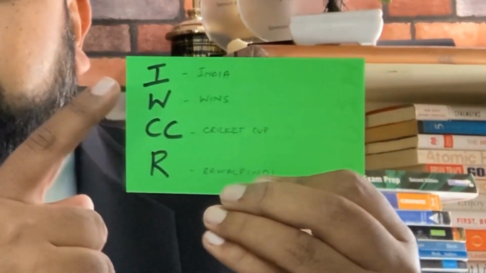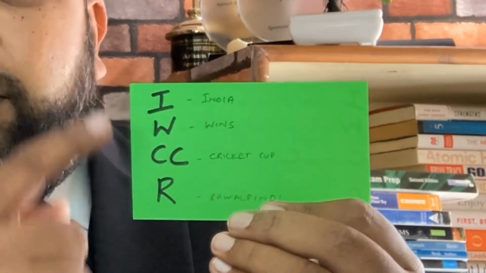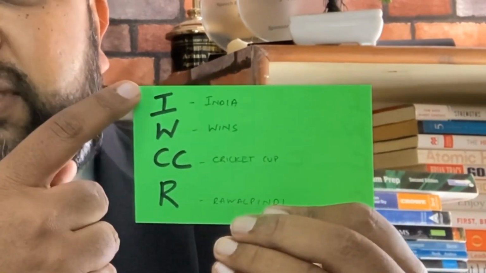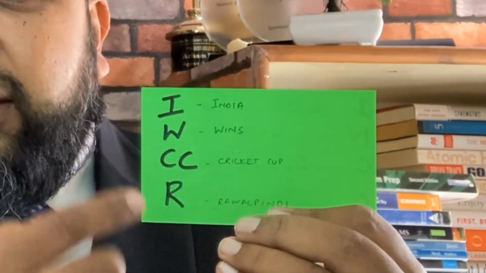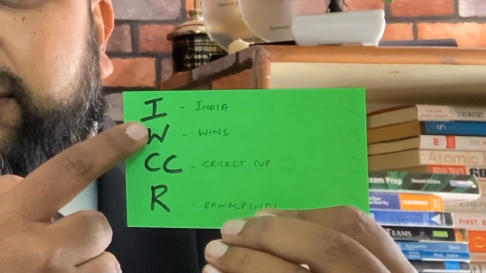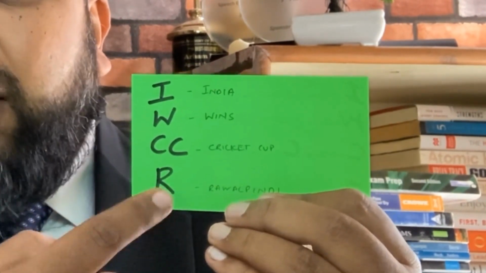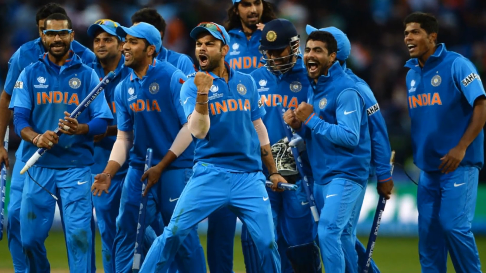Now, how do we remember these values, right? So take a paper or a card and just write down these letters, IWCCR. So what is the mnemonic? The sequence of the mnemonic, right? It's difficult to remember this IWCCR. So I'll give you a sequence for that. That is, I stands for India, W stands for wins, C stands for Cricket Cup, and R stands for Rawalpindi in Pakistan. So India wins Cricket Cup in Rawalpindi. So these correspond to some values.